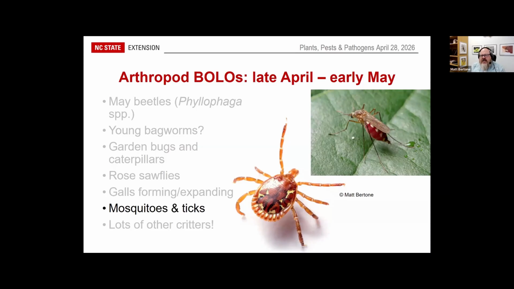Also check for ticks. This is when we're going to see a lot more activity starting up. In fact, I was out grilling last night and a mosquito was flying around already. So they are active and biting and sucking blood and whatnot. So take care of yourselves out there. Wear repellents and check for ticks if you're working outdoors, and just be careful.